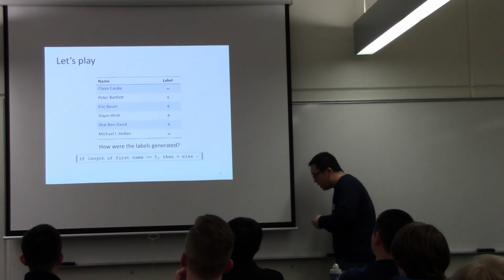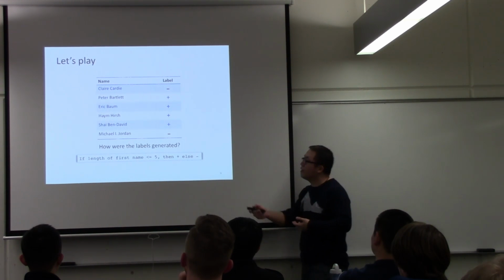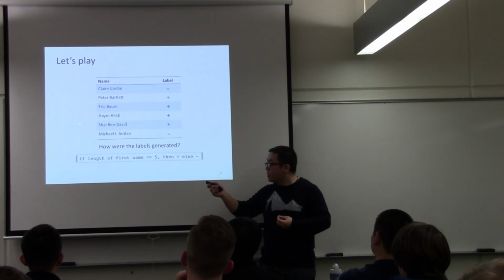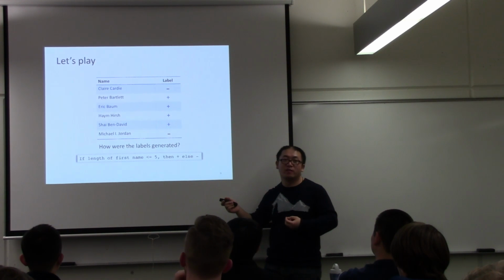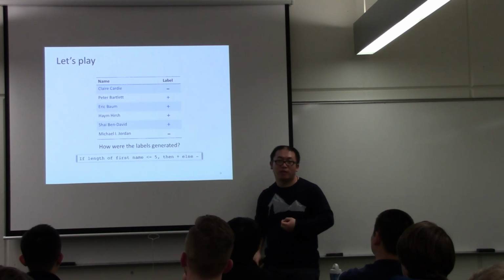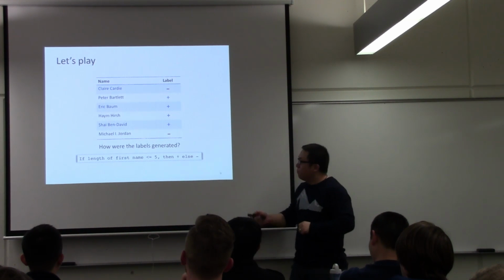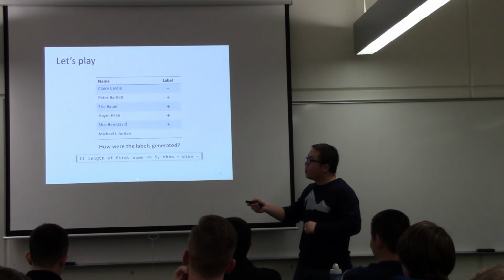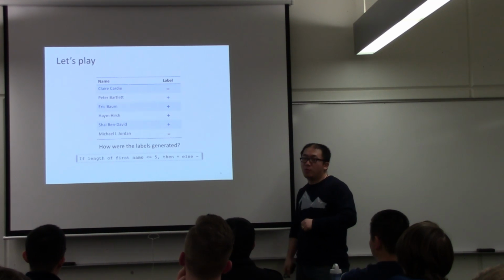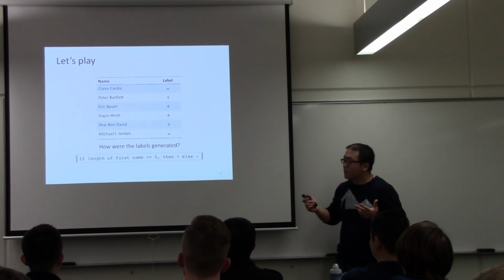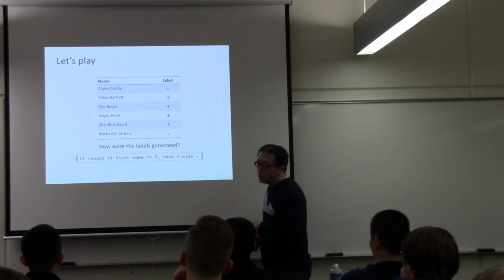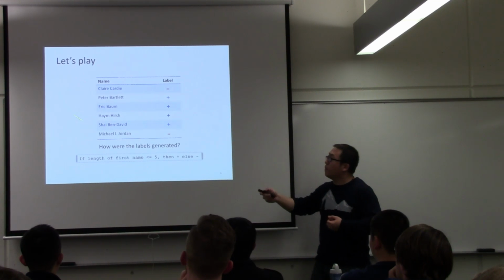In our final instance, the name is Michael Jordan, and the first name is Michael. The length of the first name is 7: 1, 2, 3, 4, 5, 6, 7. Yes, I'm correct. So it's bigger than 5, and according to our function we will produce a negative label. It looks like our function works perfectly. We have successfully produced the correct labels for all the training badges.